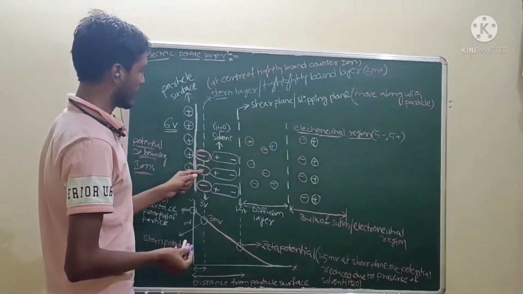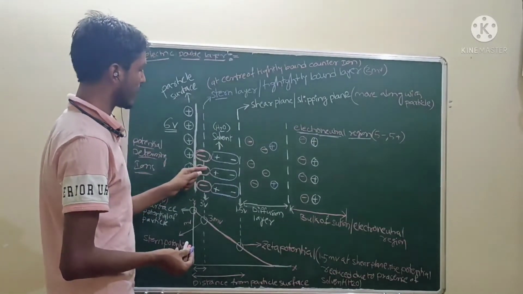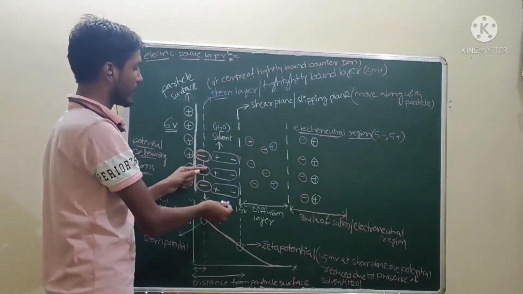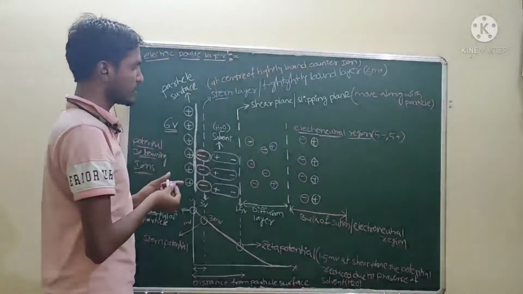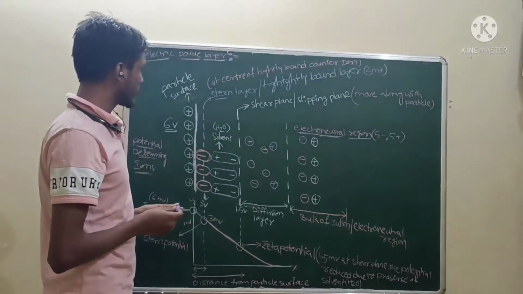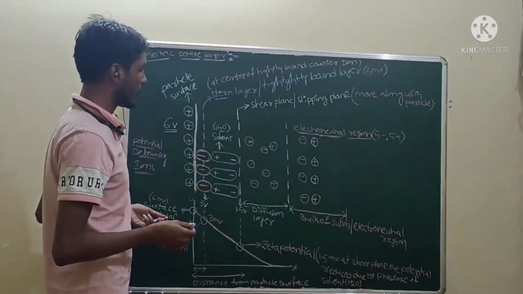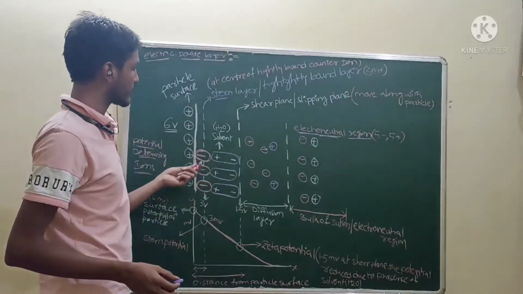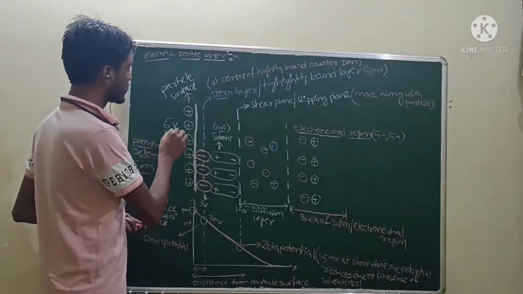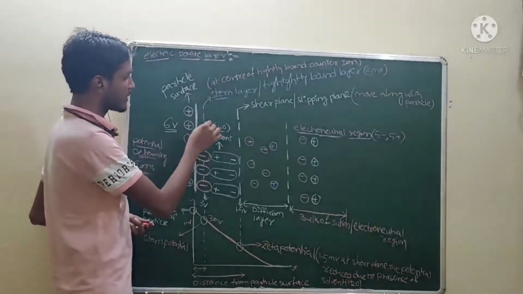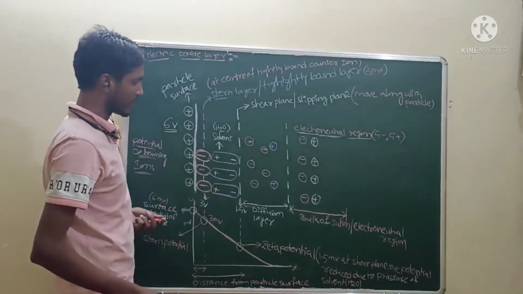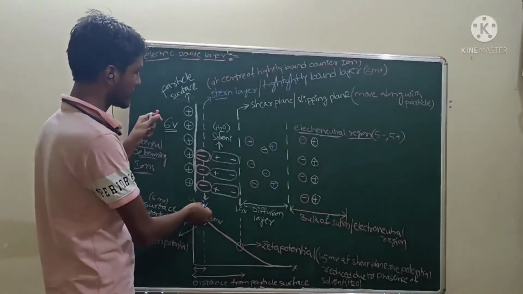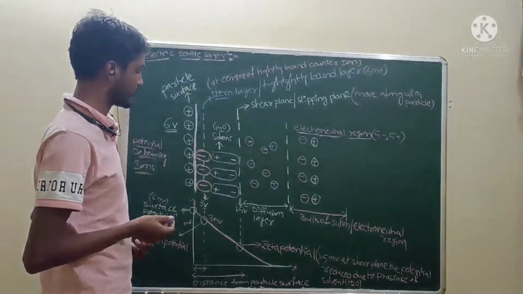So this negative charge will determine the potential present on the particle surface. How will this determine the potential present on the surface? See, 6 volts are there. At the Stern layer 3 ions are there, so 3 volts. 6 minus 3 means the remaining 3 are there.